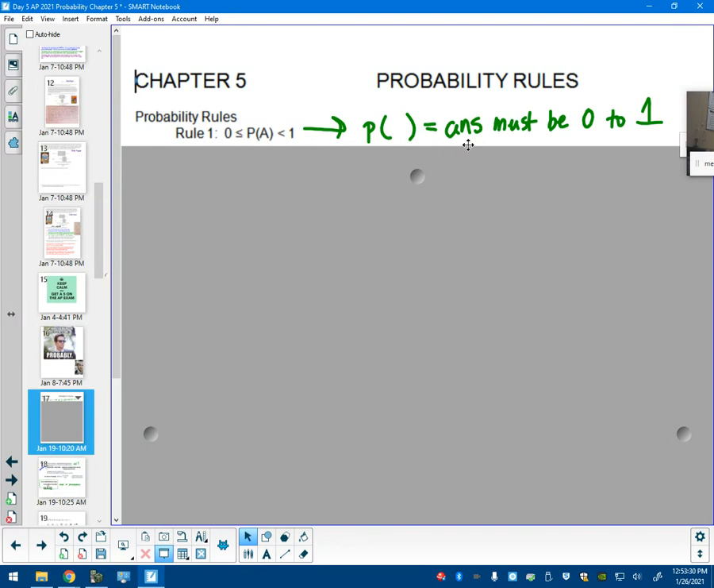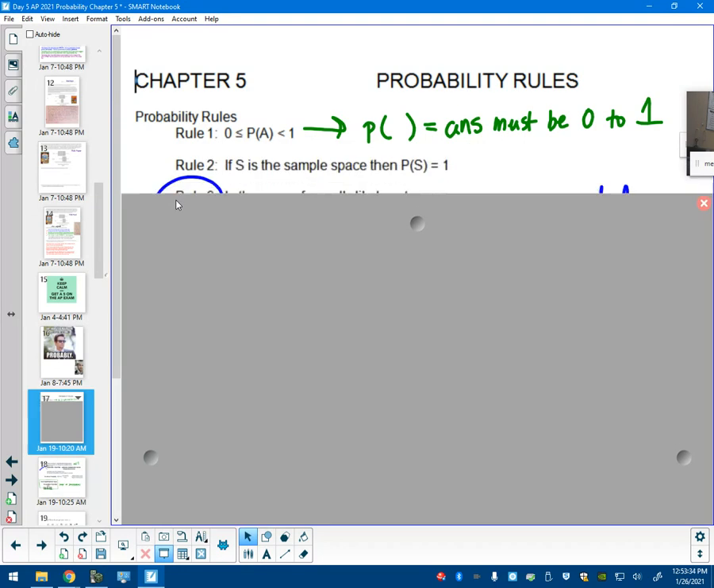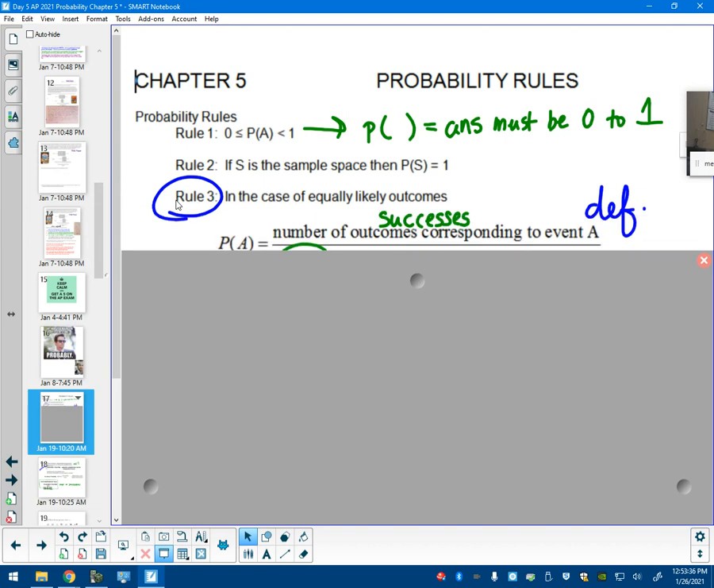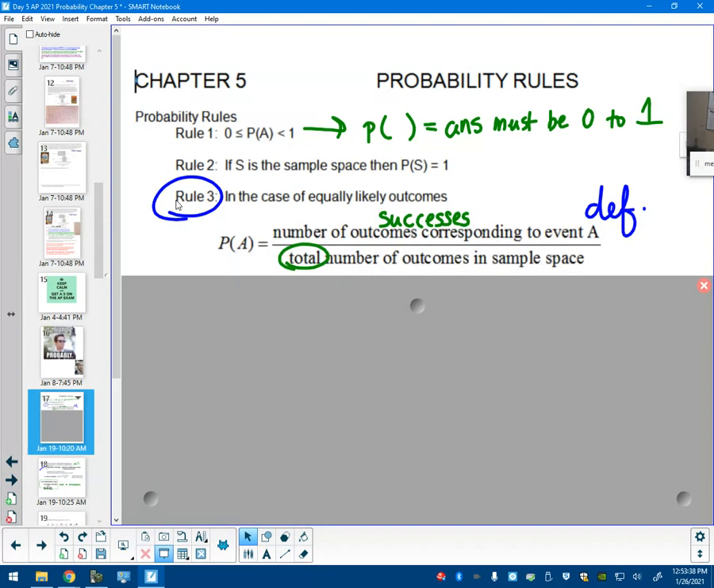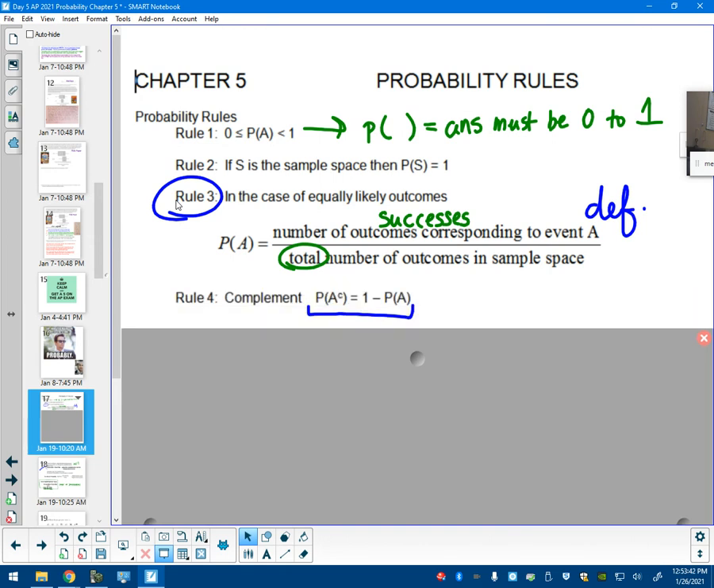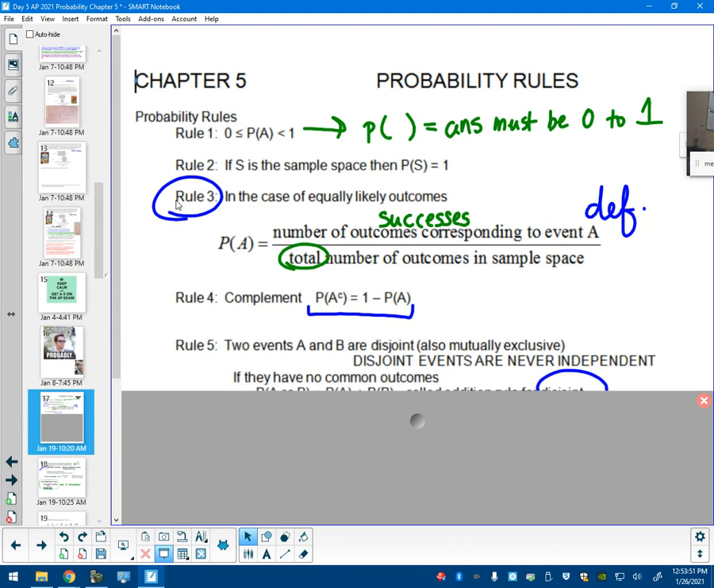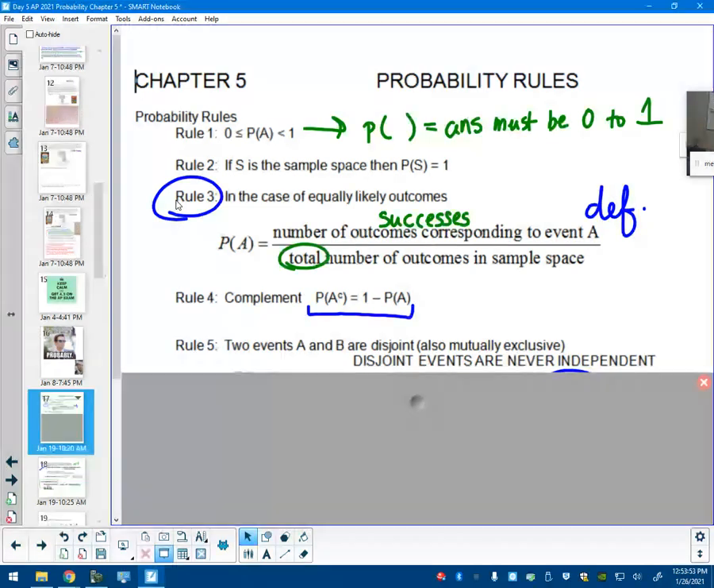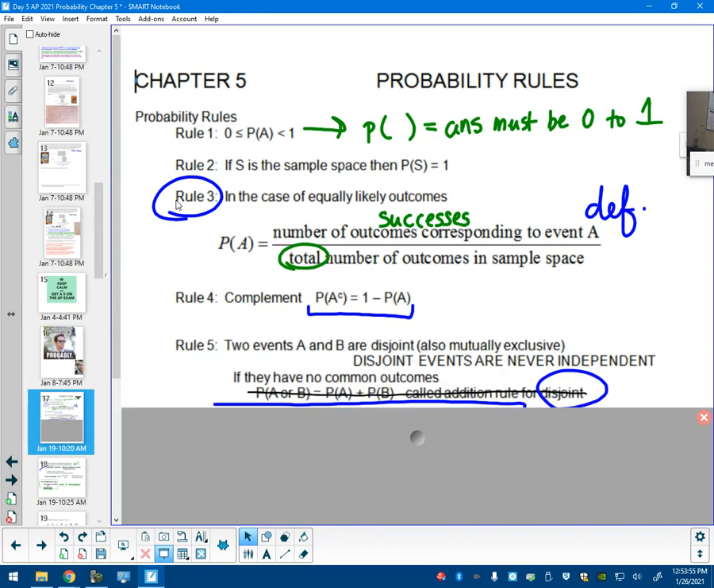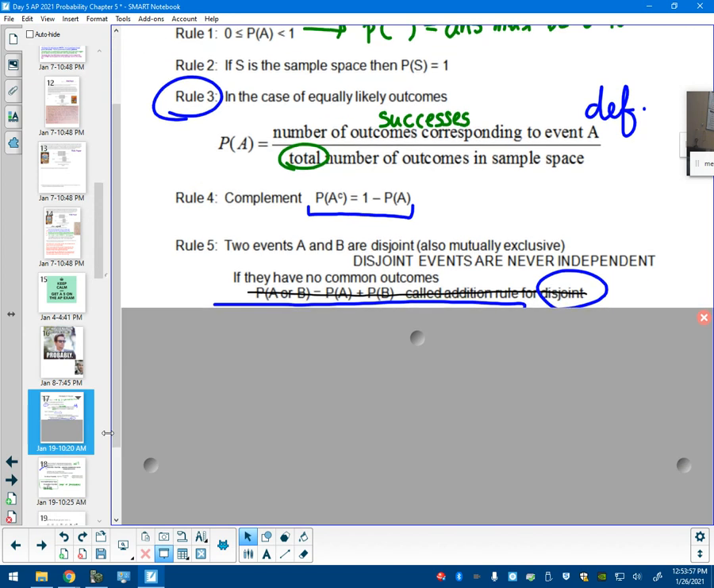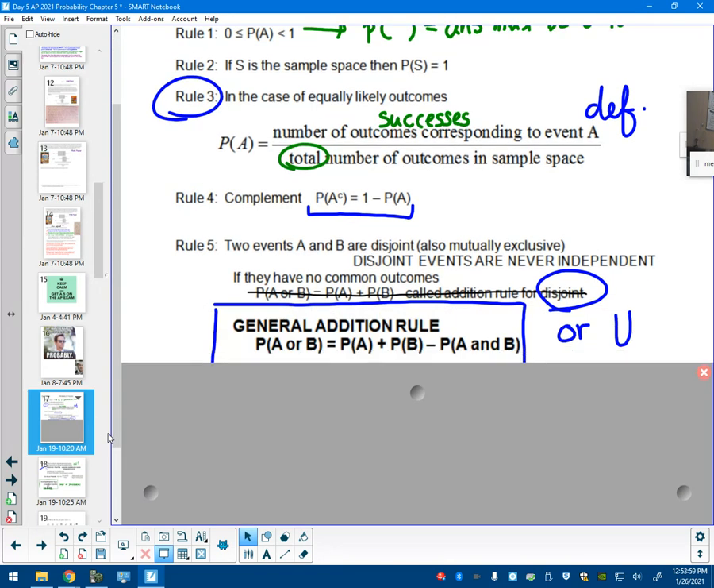All right, all your probability answers have to be between 0 and 1. For rule 3, that's basically the definition of how you find probability, your successes over your totals. The complements rule we'll use a little bit. We'll use it more tomorrow and in your multiple choice tonight. If two events are disjoint, then they have no outcomes in common, and they give you this rule for or.